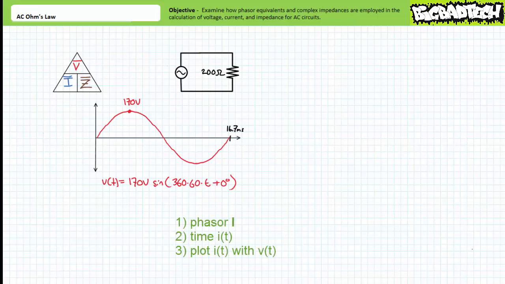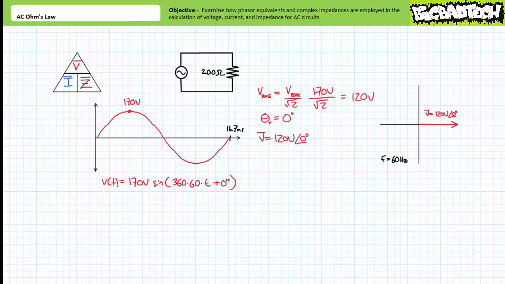Let's say we were being asked to solve for the current through the resistor in terms of the phasor equivalent, the time-variant current expression i(t), and additionally we're being asked to plot current as a function of time. To make use of Ohm's Law to satisfy these demands, we need to establish conditions ideal for its use. First, we need to express voltage as a phasor equivalent. Doing so yields V equals 120 volts at an angle of 0 degrees, where 120 volts is the effective value of sinusoidal AC voltage with a peak of 170 volts, and 0 degrees is the phase shift.